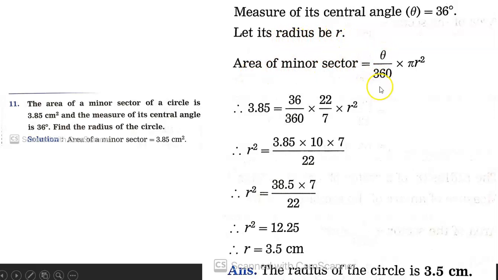Area of minor sector is theta upon 360 into pi r square. That is 3.85 is equal to 36 upon 360 into 22 upon 7 into r square. I rearrange and I get r square is equal to 3.85 into 10 into 7 upon 22. When I solve this further, I get r square as 12.25. By taking square root, r is 3.5 centimeters. So the radius of the circle is 3.5 centimeters.